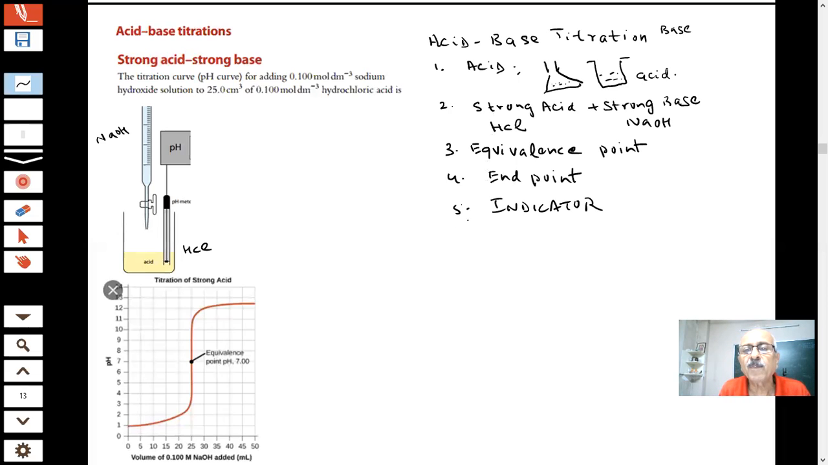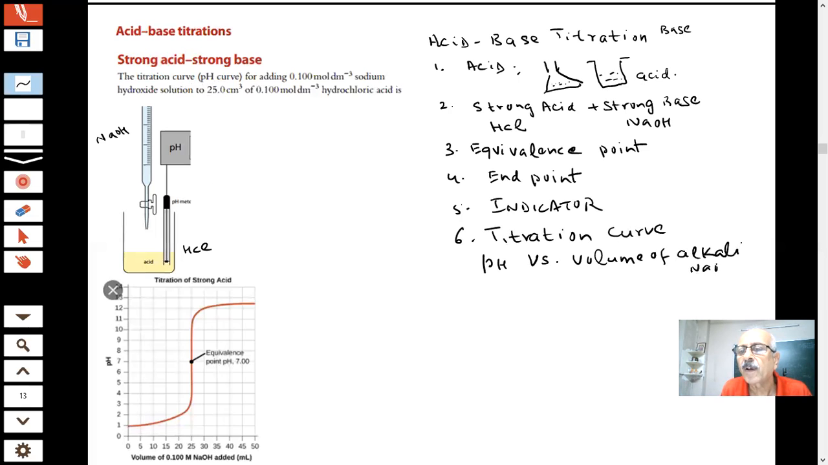So basically, in this case, we are doing a titration of a strong acid with a strong base. And we have to make a titration curve. What is a titration curve? We will take two axes and make a graph of pH versus the volume of alkali, the volume of NaOH added. How much NaOH will we add?